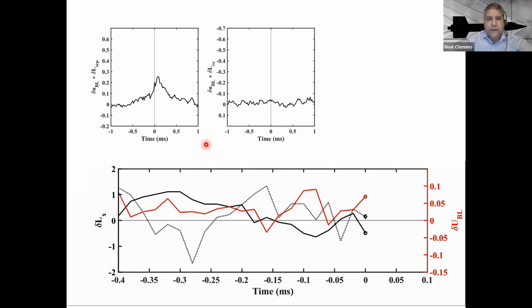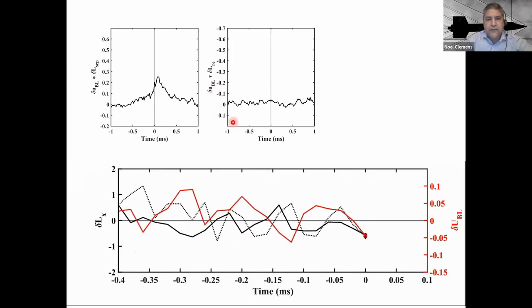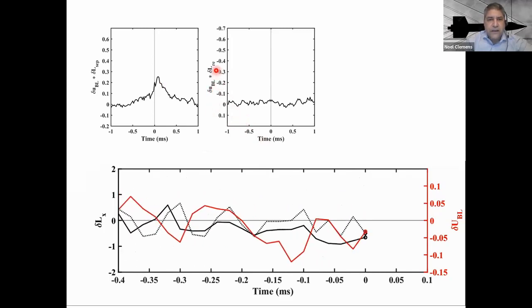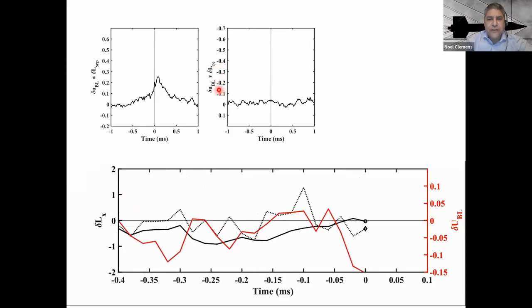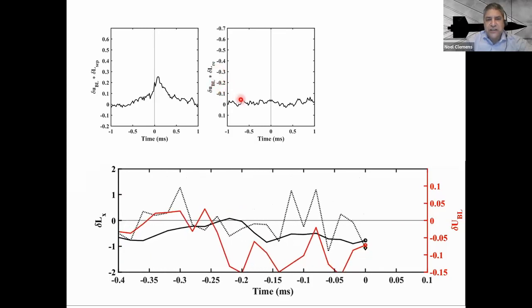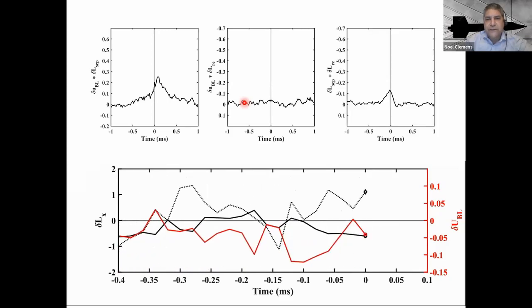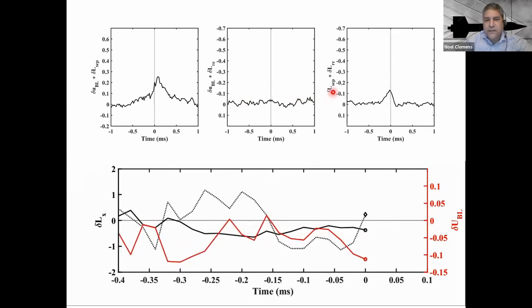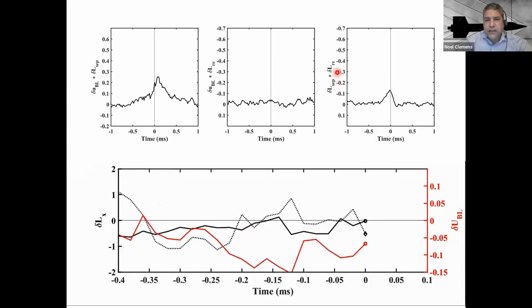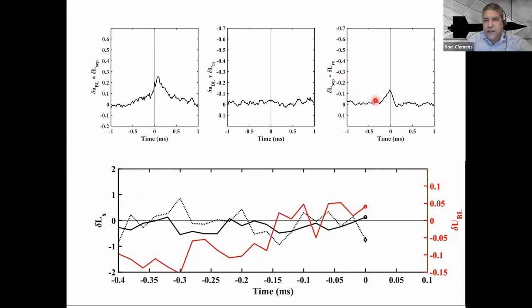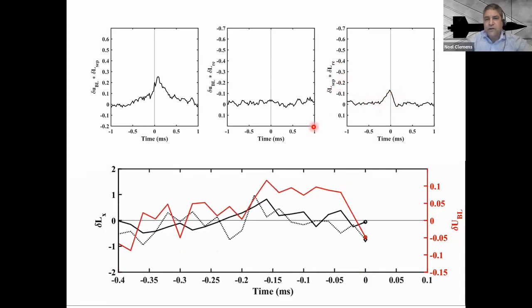Then if we look at the correlation between the upstream boundary layer and the reattachment location, you see there's essentially no correlation there. And this is for the unfiltered data. Then this is a correlation between the separation line and the reattachment line. You can see there's a fairly weak correlation.